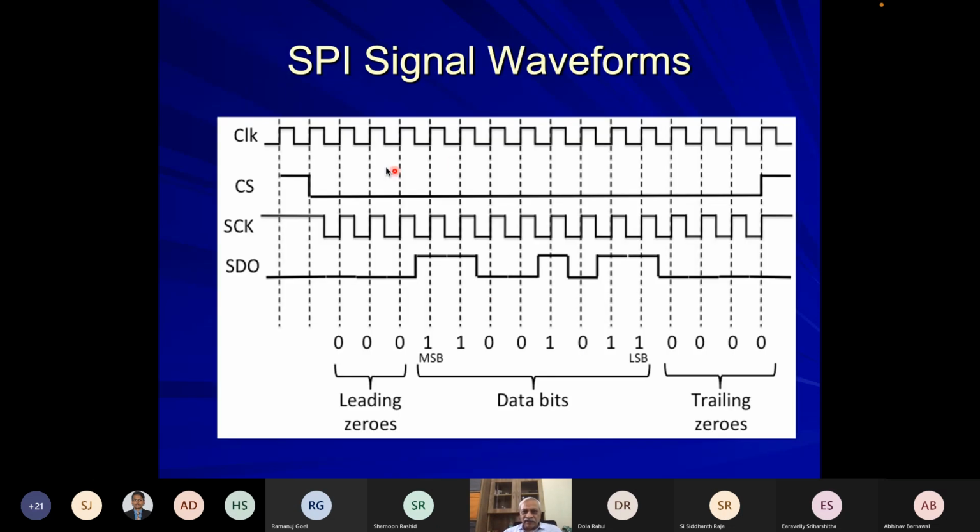So here there's clearly a clock. There's a chip select or slave select signal which will select, and there is a stream of ones and zeros synchronized with the clock. There could be a convention that initially there may be some leading zeros and trailing zeros. In between there are data bits. So again, it's a commonly understood convention of how bits have to be sent between master and slave.